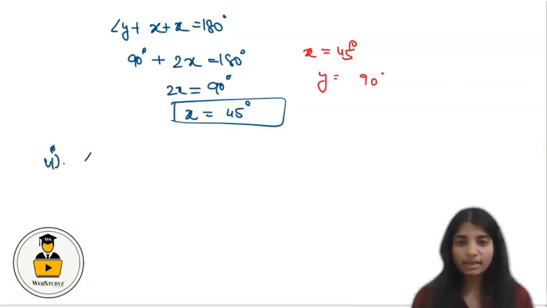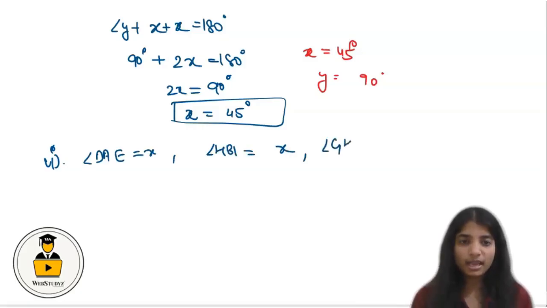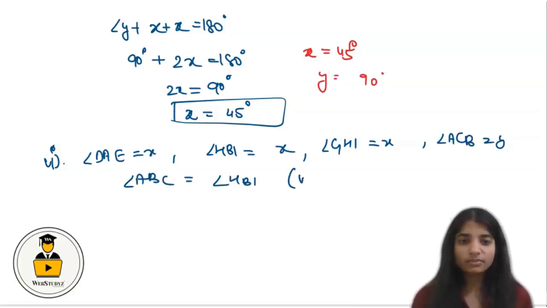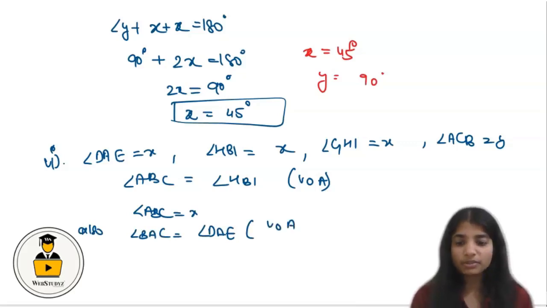So from here we are considering the sixth part. We can say that angle DAE is equal to x, angle HBI is equal to x, and angle GHI is equal to x, and we are given angle ACB is equal to y. So angle ABC is equal to angle HBI, which are vertically opposite angles. So we can say that angle ABC is equal to x. In the same way, angle BAC is equal to angle DAE, again vertically opposite angles. So we get the value of angle BAC, which is equal to x.